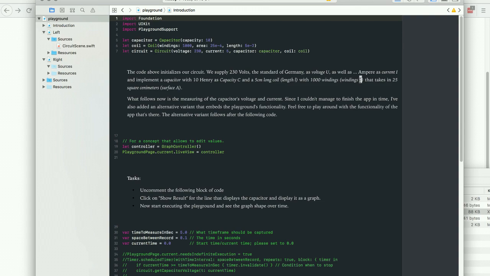Windings have, well, the number N, or upper capitalized N, depends on the context. I went with lowercase n. That takes in 25 square centimeters surface A. What follows now is the measuring of the capacitor's voltage and current. Since I couldn't manage to finish the app in time, I've also added an alternative variant that embeds the playground's functionality. Feel free to play around with the functionality of the app that's there. The alternative variant follows after the following code.